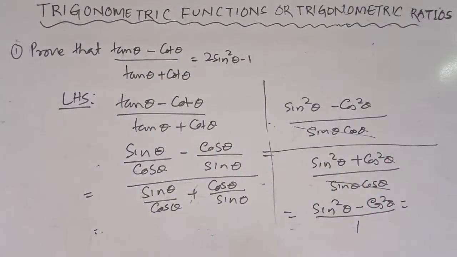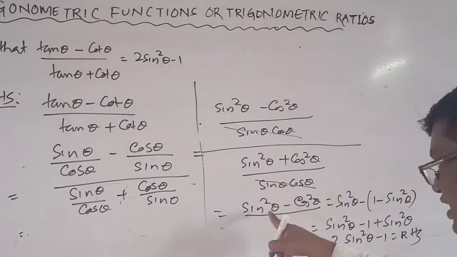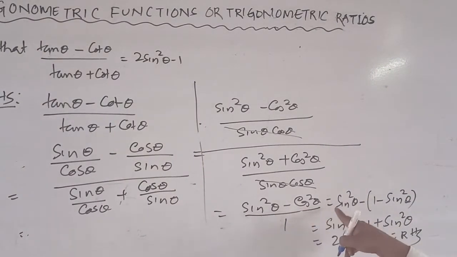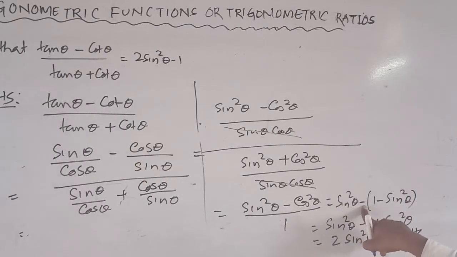This is equal to sin square theta minus cos square theta, and cos square theta means 1 minus sin square theta. So this is equal to sin square theta minus 1 plus sin square theta. So this is equal to 2 sin square theta minus 1. This is equal to the right hand side.